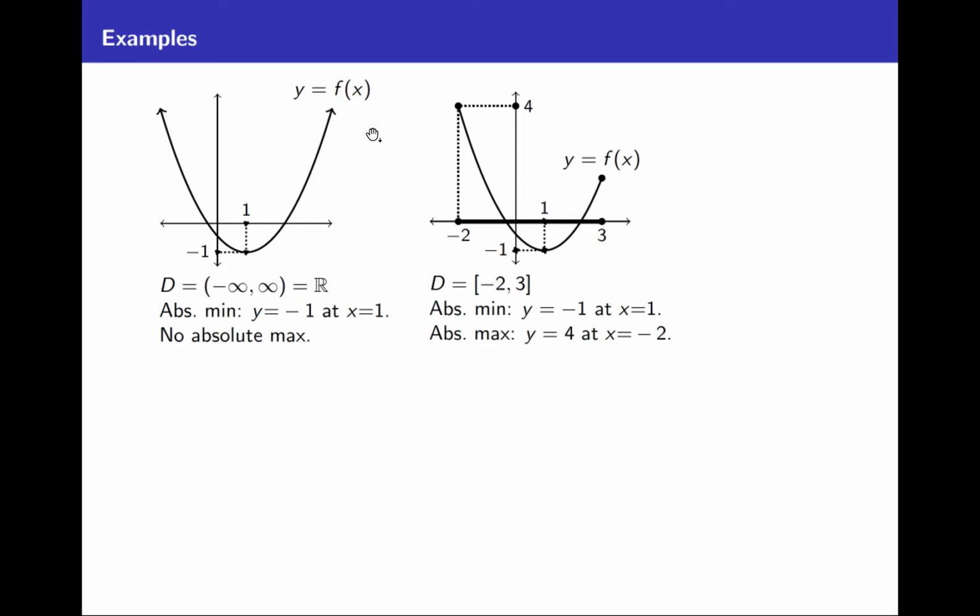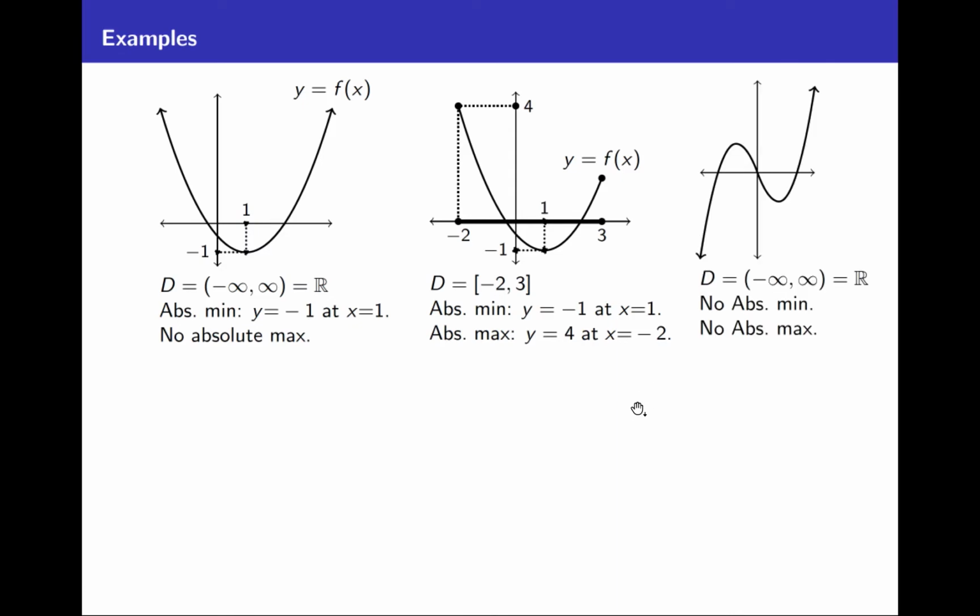Now here's another example. It's exactly the same f of x, except we're using a different domain D. Instead of the whole real number line, the domain is the closed interval from -2 to 3. And we're just looking at the graph on that domain. Now we've got the same old absolute minimum from before of -1 that happens at x equals 1. But notice we now have an absolute maximum. At -2, which is in this interval, f of that, that's as high as you can get on the graph. f of -2 is 4. So we have an absolute maximum of y equals 4 at x equals -2.